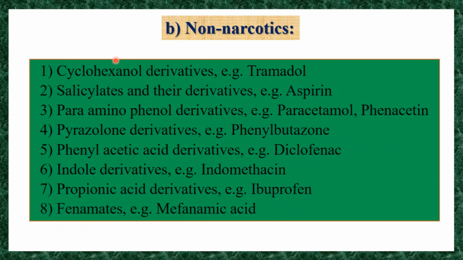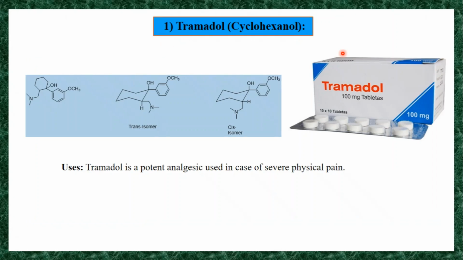So these non-narcotics are divided into 8 classes depending upon their chemical structure. First is cyclohexanol derivative, example tramadol; salicylate and their congeners or derivatives, example aspirin; para-aminophenol derivative, example paracetamol and phenacetin; then pyrazolone derivative, example phenylbutazone; phenylacetic acid derivative, example diclofenac; indole derivative, example indomethacin; propionic acid derivative, example ibuprofen; and then the eighth one is fenamates, example mefenamic acid. So these are the different classes of these non-narcotic drugs.